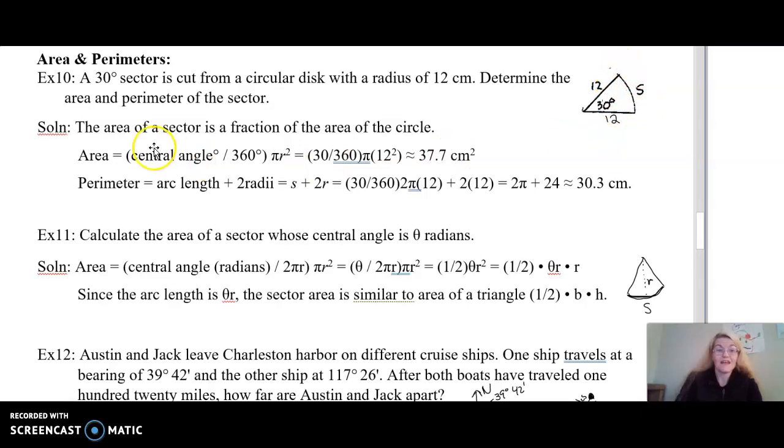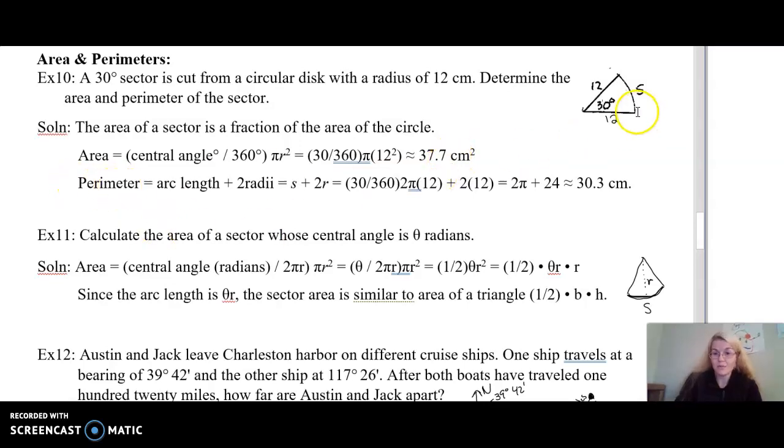The area of a sector is a fraction of the area of a circle. So what fraction of my circle is cut out here? Well, how many degrees are in an entire circle? 360 degrees. So my area is going to be my central angle divided by 360, because then the degrees cancel out, and that is the fraction of my circle, times the area of a circle, which is pi r squared. So 30 over 360, pi times 12 squared, multiply, simplify, it's 37.7 centimeters squared, or square centimeters, would be the area.